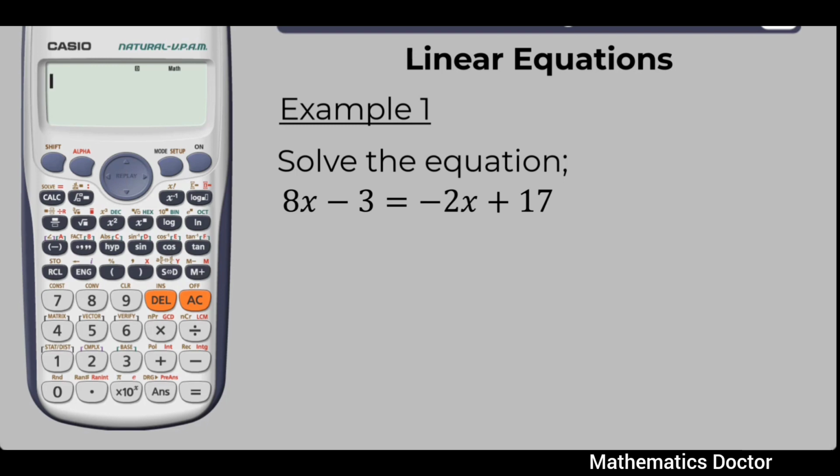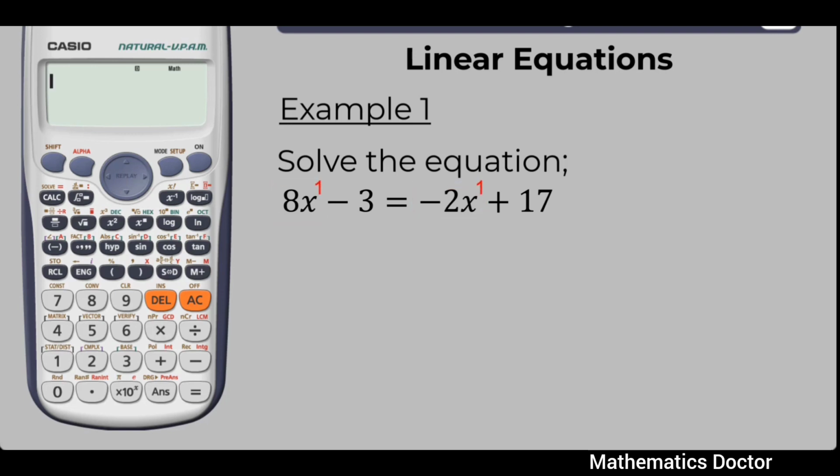Now, if you study this question very carefully, it is a linear equation. The reason is very simple. All linear equations, number 1, contain the equal sign. So there is an equal sign. Then the variable in the equation is x. So here we have 8x and we have negative 2x. Check the exponent of the x. You realize that the exponent of the x is 1.